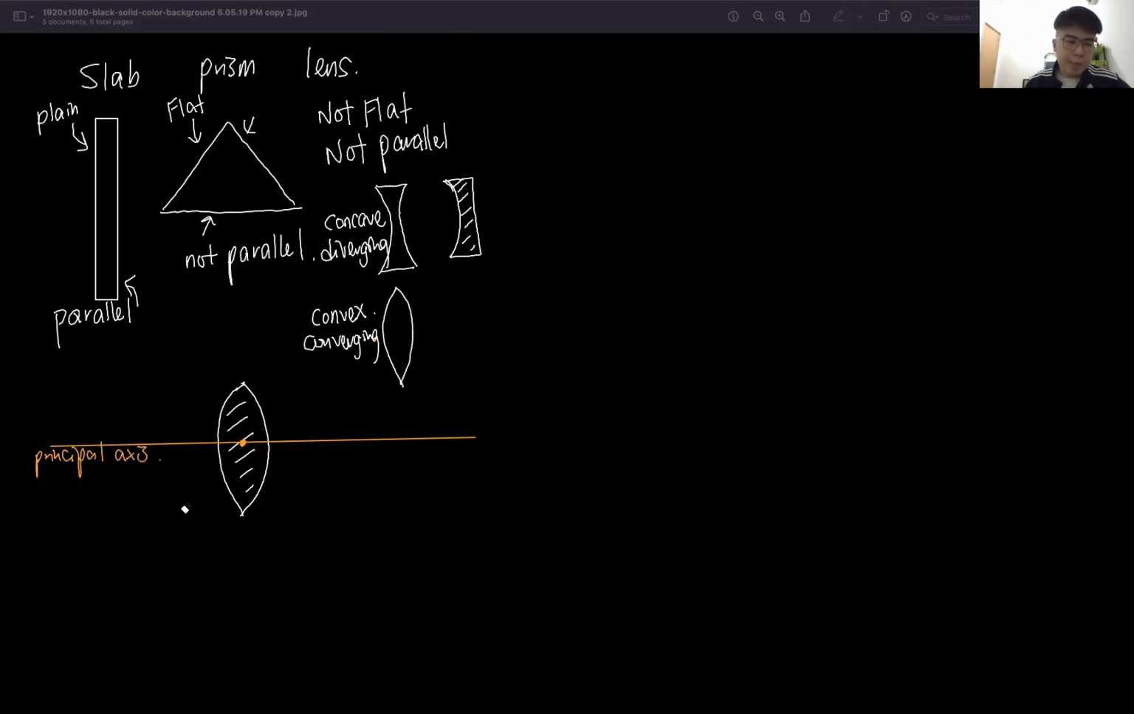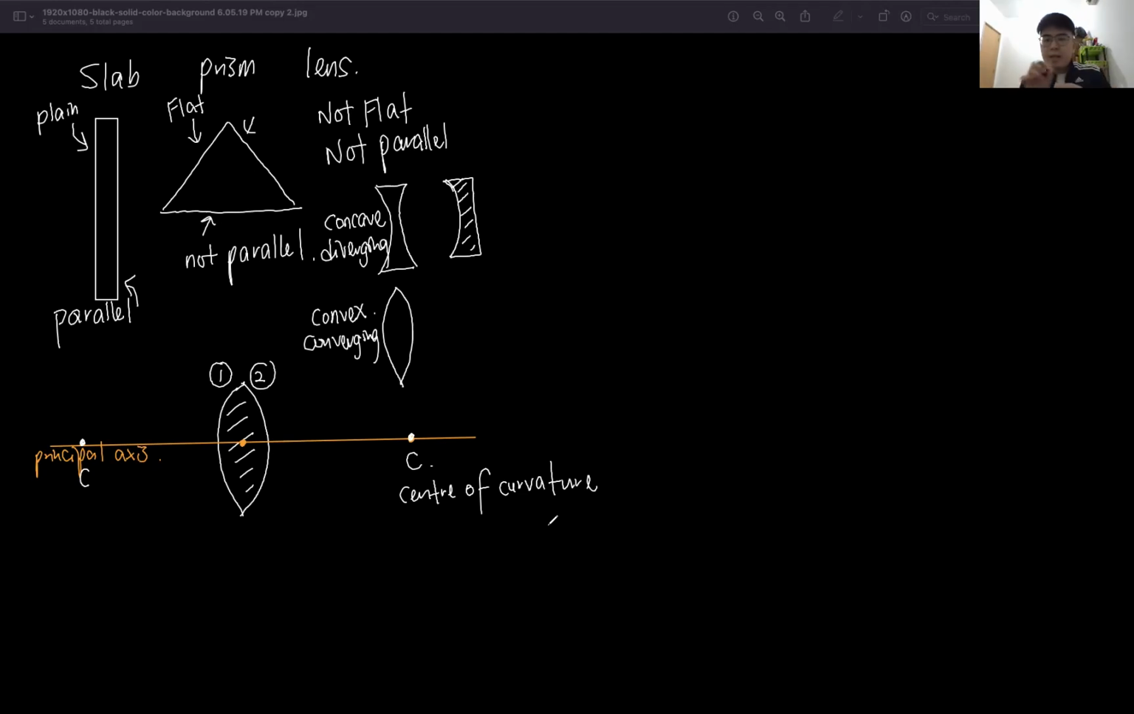Right. Now, the principal axis here, because you see the lens has two curved surfaces, right? One curve has one center, another curve has one center. So this is curving to this side, so it has a center somewhere here. Let me label it reflecting surface number 1 and reflecting surface number 2. Reflecting surface number 1 has a center over here. Then reflecting surface number 2 also has a center, but on the other side over here. This center, we call it the center of curvature.